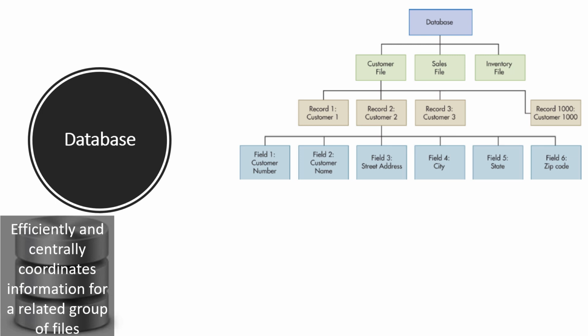Okay, so this is an example of a customers file. Each database will carry a customer file, a sales file, and an inventory file. In each customer file we have the record of customer 1, the record of customer 2, the record of customer 3, and so on. In each customer record we will have the fields or attributes: customer number, customer name, street address, and so on. So that's how the hierarchy of the database is structured.